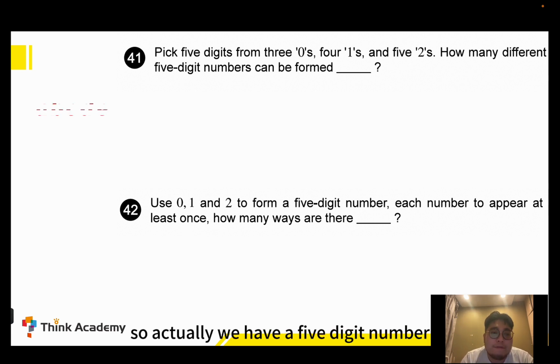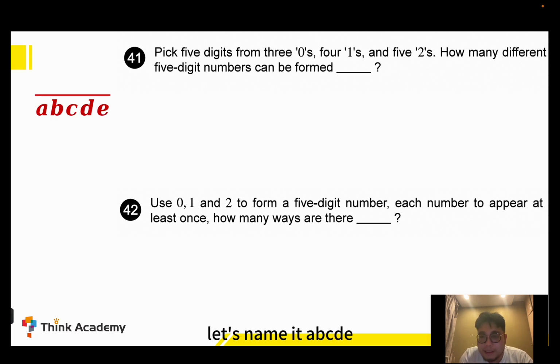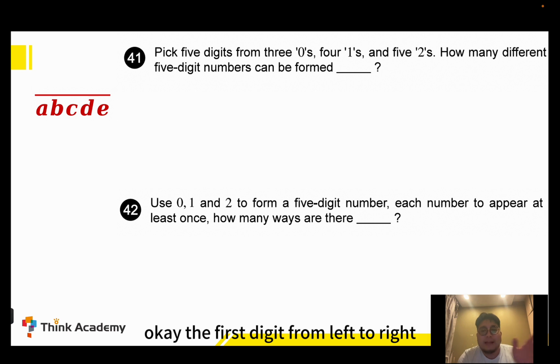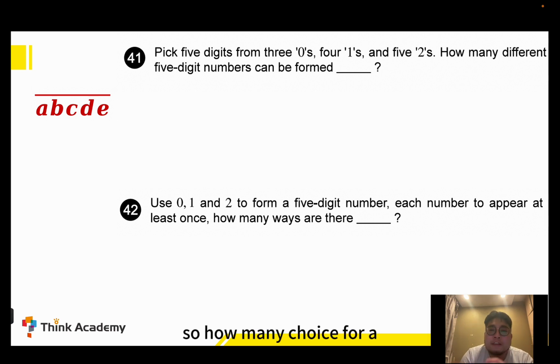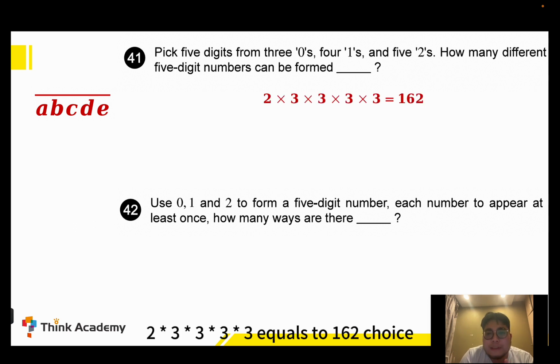So actually we have a 5-digit number. Let's name it ABCDE. Let's start from left to right with the first digit, A. How many choices for A? Actually, we cannot choose 0, so we can only choose 1 and 2. For B, we can have 3 choices: 2, 1, and 0. And for C, also 3. For D, also 3 choices. And for E, also 3 choices. So in total, we have 2 times 3 times 3 times 3 times 3 equals 162 choices.